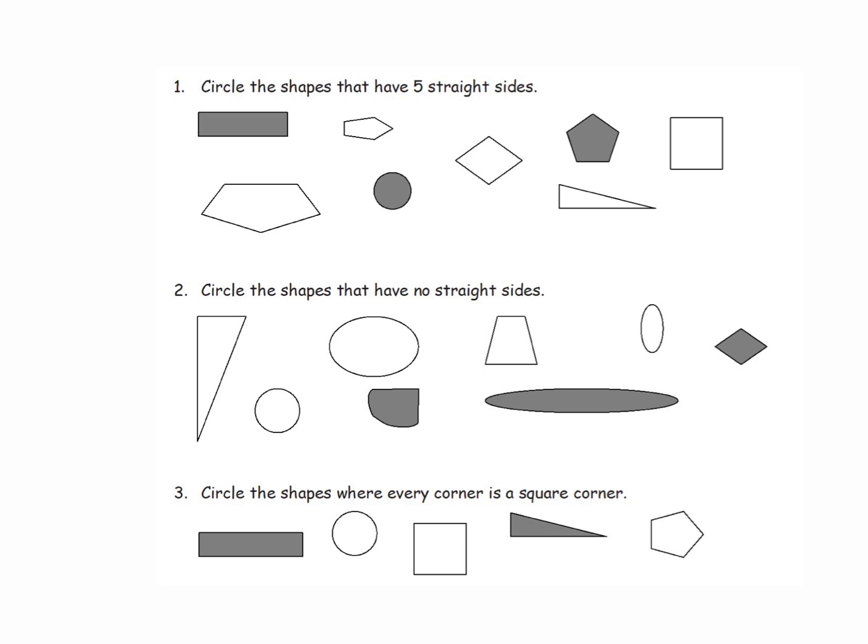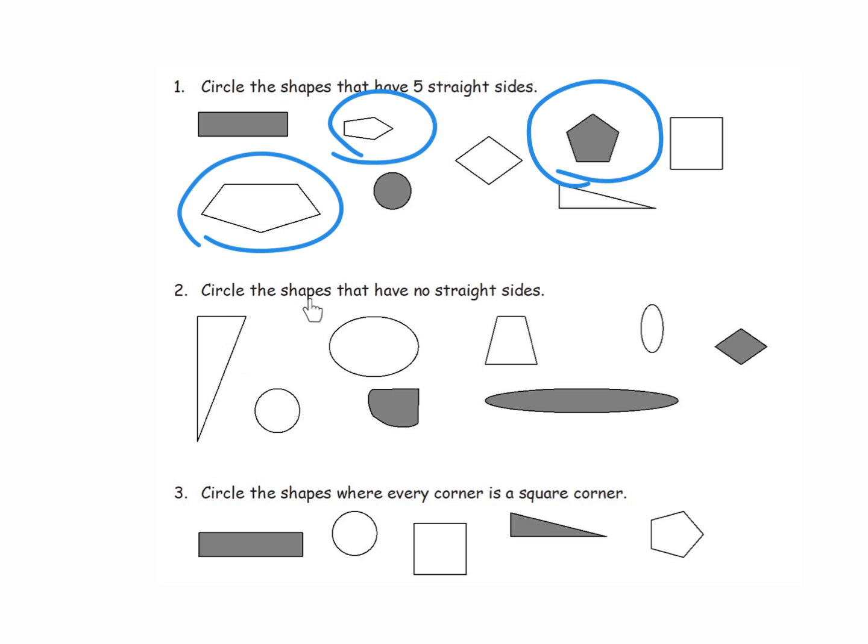For the first activity, we're going to circle the shapes that have 5 straight sides. So here we can see that this one has 1, 2, 3, 4. This one is not a straight shape. This one has 1, 2, 3, 4. This one has 1, 2, 3. This one has 1, 2, 3, 4. So it looks like we're going to have 1, 2, 3 that we can circle.